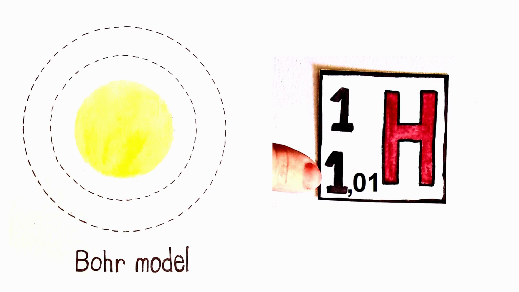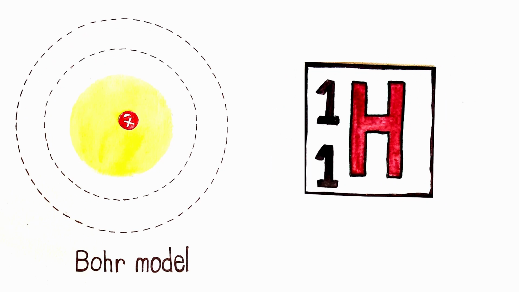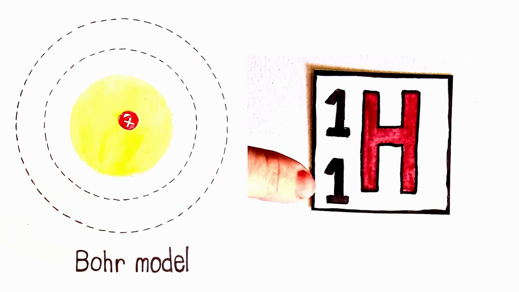Because the atomic number, the top number, is 1, we add 1 proton to the nucleus. Now let's look at the mass number. This number tells us how many things are inside the nucleus. In this case, 1. There is already one thing inside the nucleus, so we can just leave it that way.